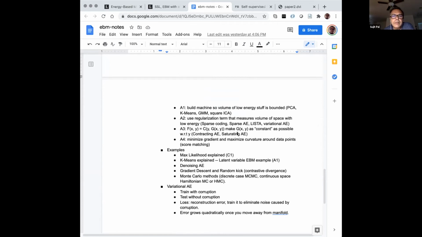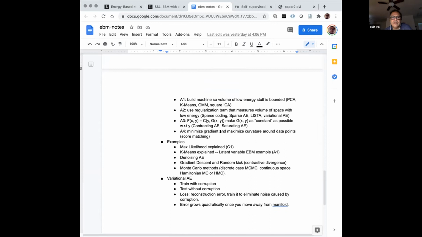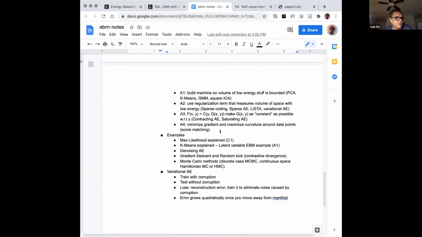So these are like high-level things. I mean, it's there, but I think if you look at examples, that might make it clear. He doesn't give you examples. I think next week Alfredo does a few examples. Yeah, so A3 is make the G(x,y) as constant as possible, as in a contracting autoencoder, saturating autoencoder. And A4 is score matching, minimize gradient. So these are like, I just got it off his slides.